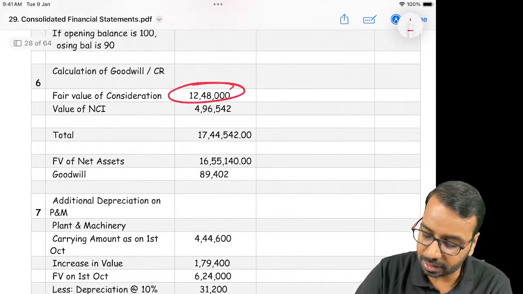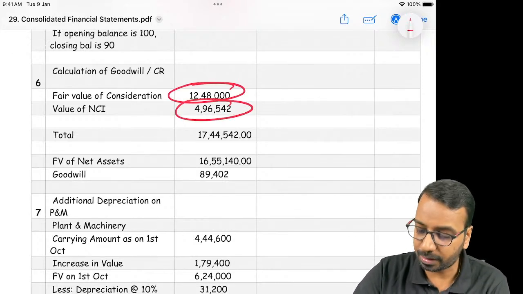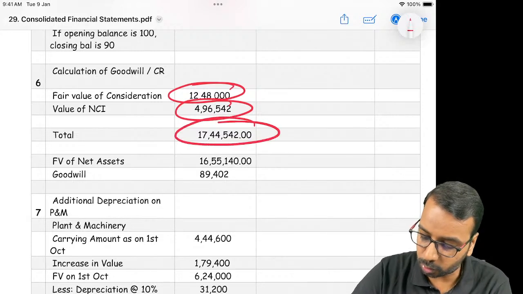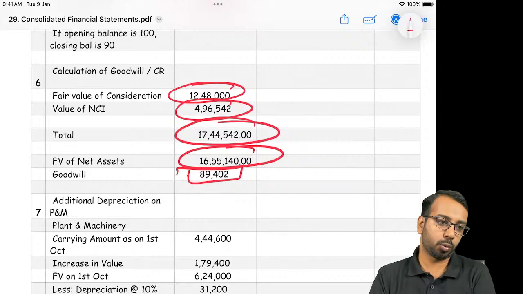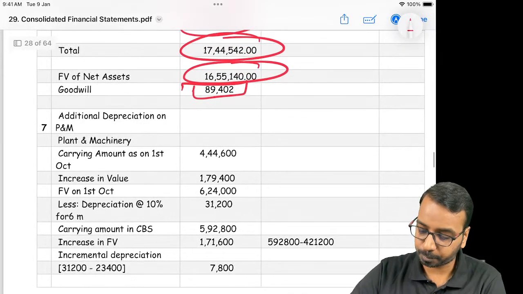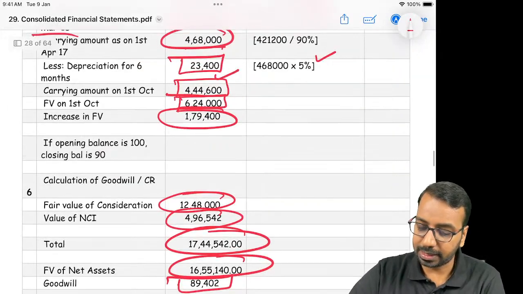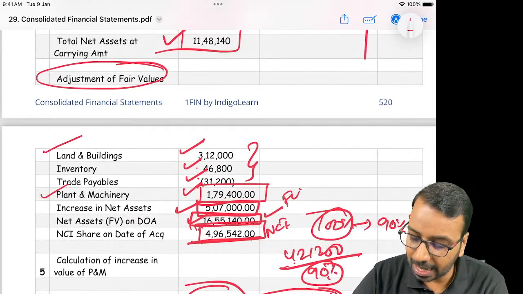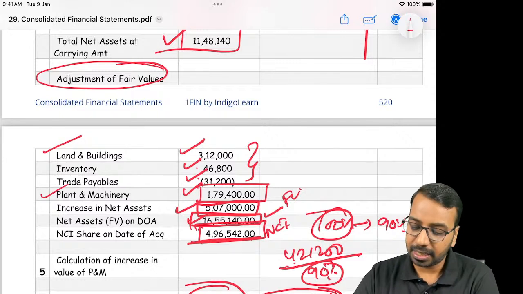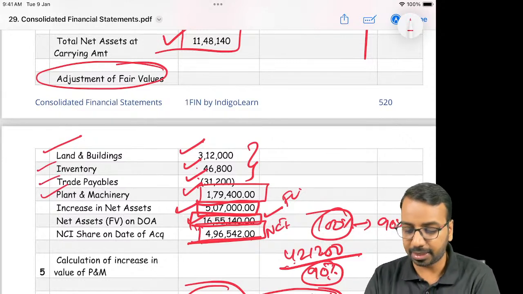So fair value of consideration, value of NCI we have already calculated. So this becomes the total. Net assets is so much. Goodwill is 89,402. Okay. Now there is an increase in plant and machinery value. Land and buildings, there is an increase. Inventory there is an increase, trade payable there is an increase.